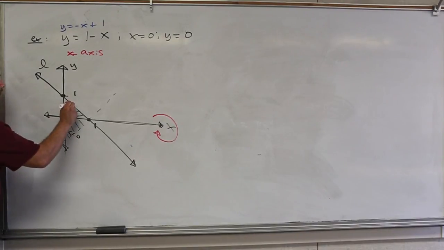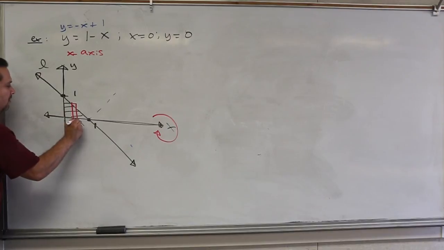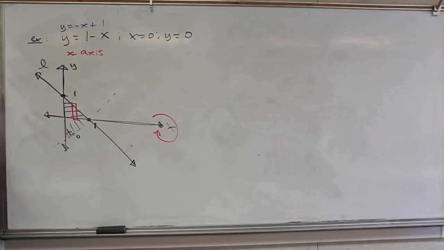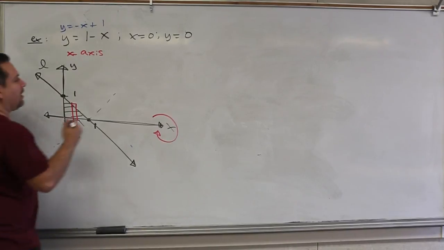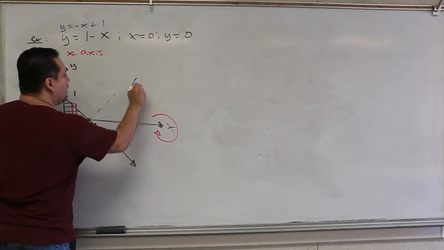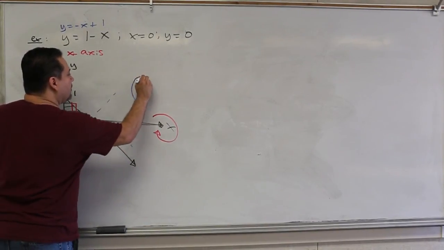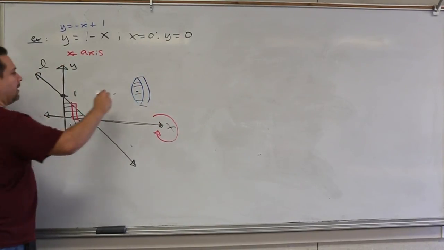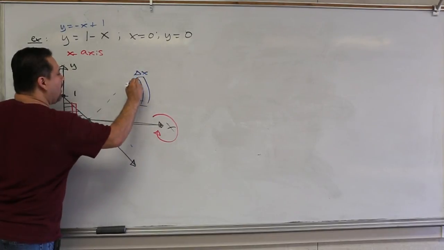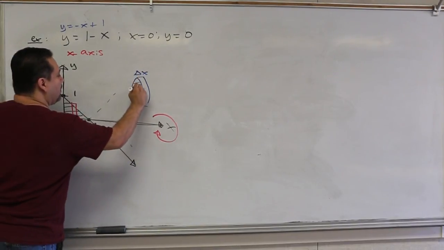Moral of the story, isn't my strip right here? Just take that strip. What do I do with that strip? Rotate it about the x-axis. What do you see when you rotate this? You should see a disc. I know that's delta x. This is my radius value here.